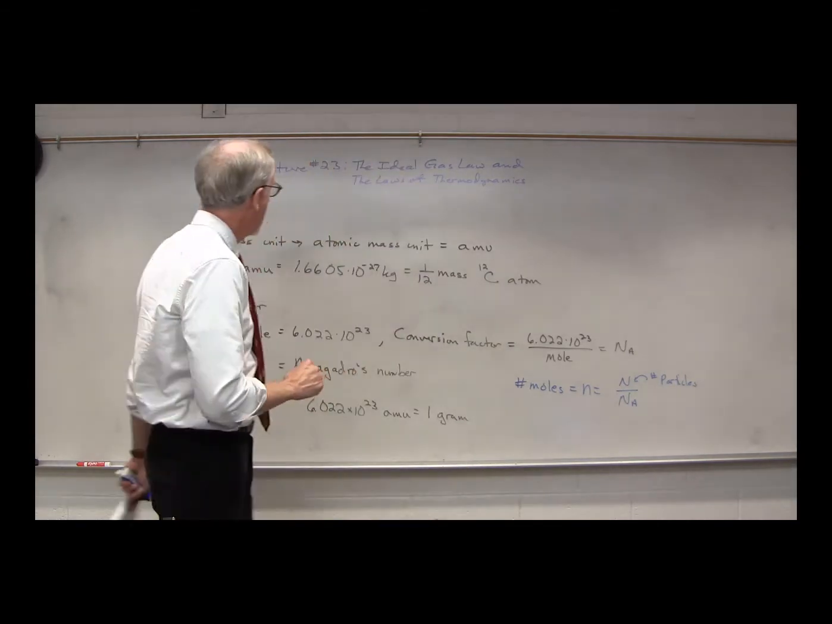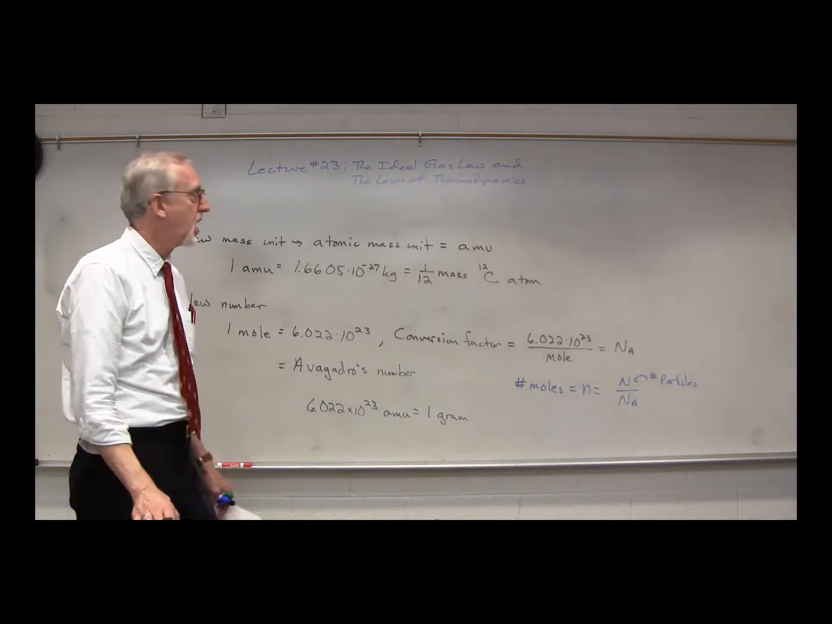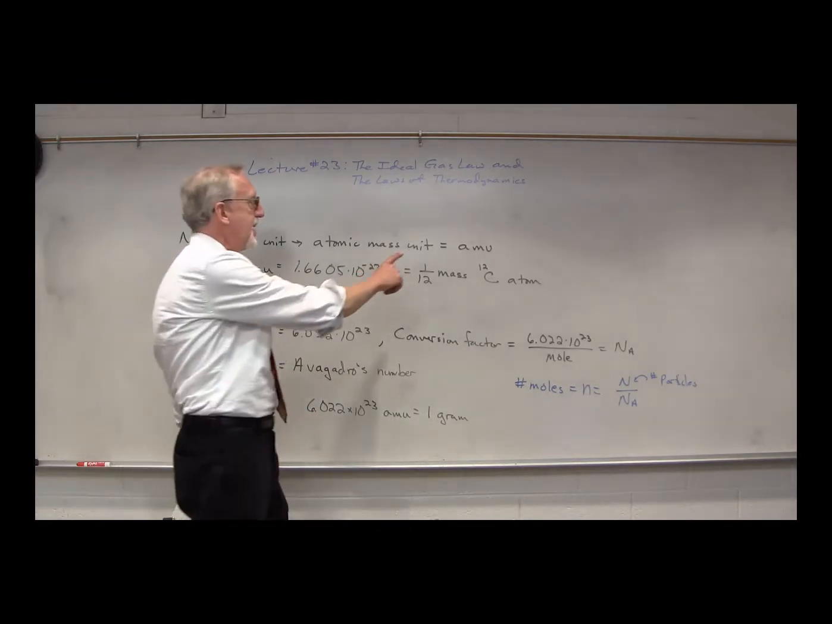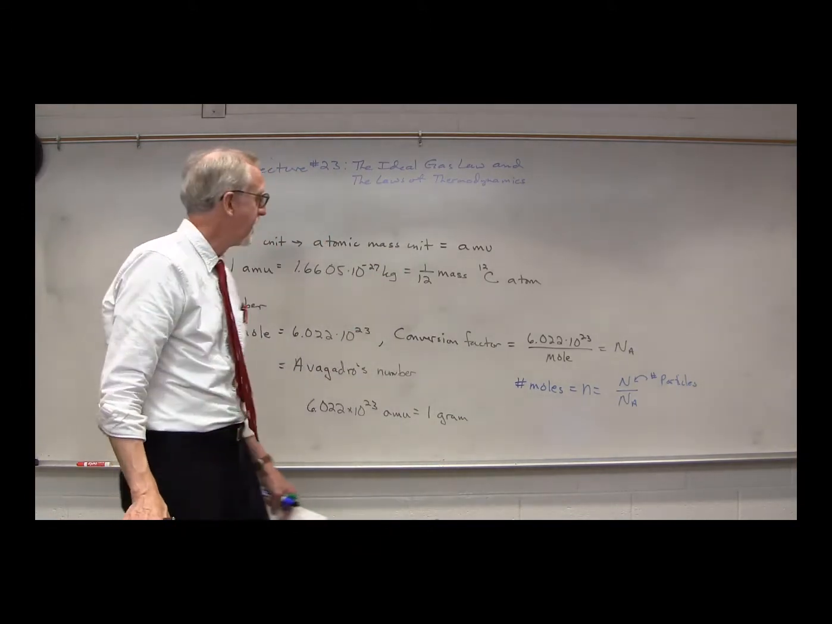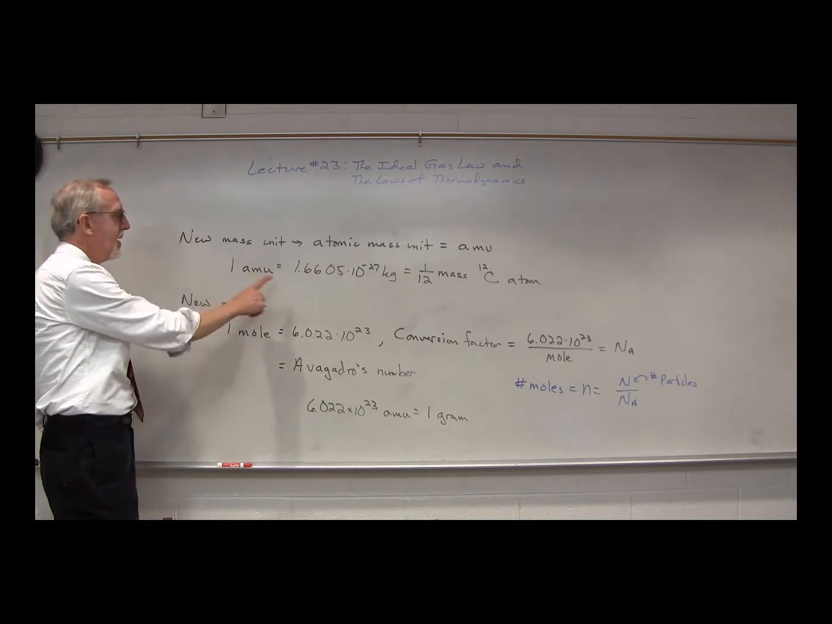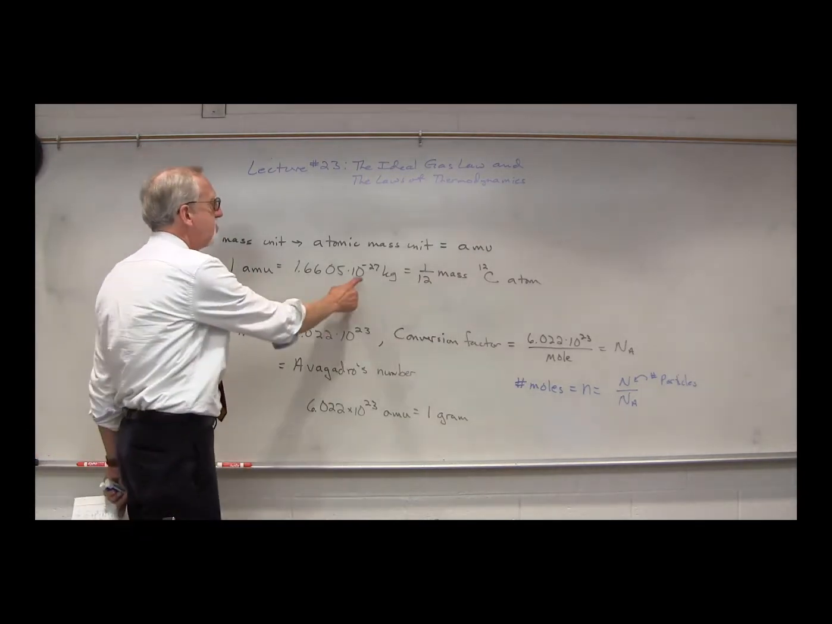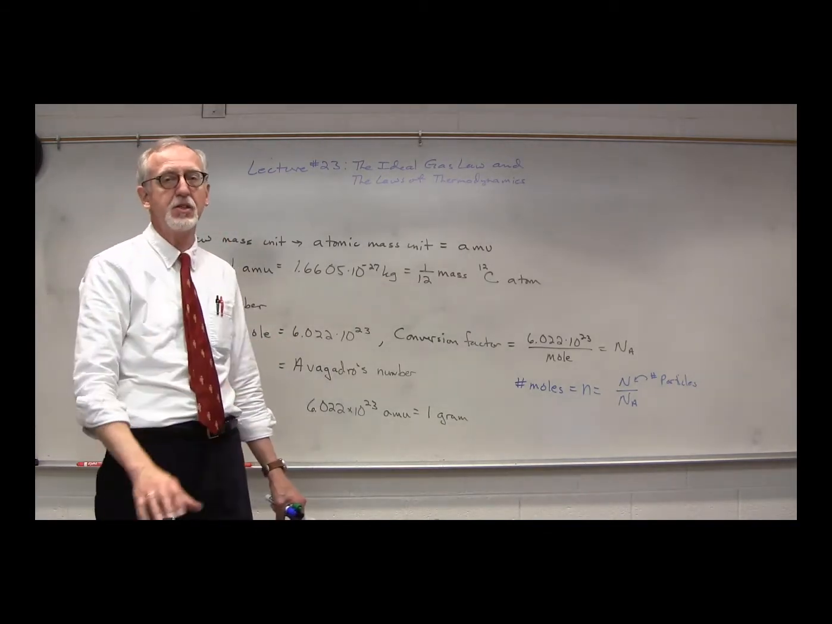Well, to do that, we're going to need a new mass unit. And that mass unit is called the atomic mass unit, which we will shorten to just an AMU. AMU, standing for atomic mass unit. It's a very, very small mass. 1 AMU is 1.6605 times 10 to the minus 27 kilograms. So that is extremely small.